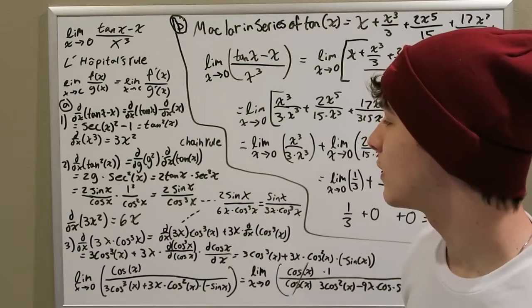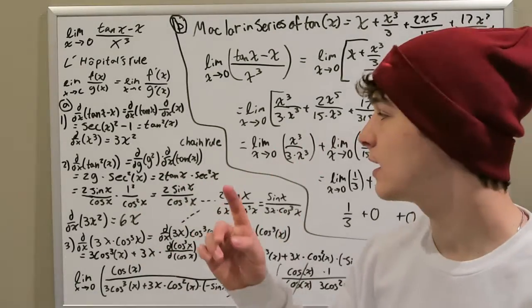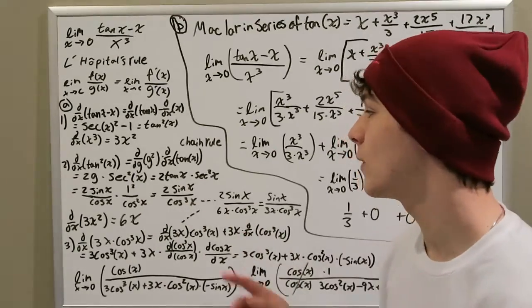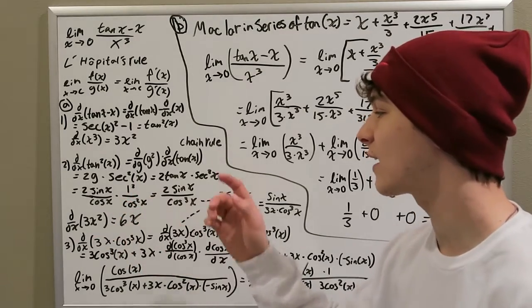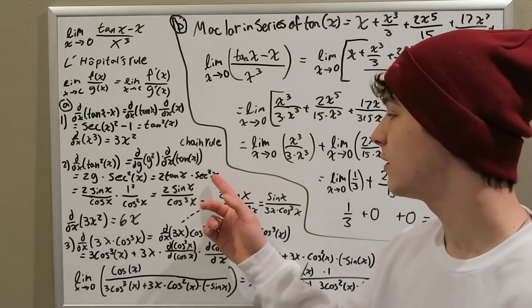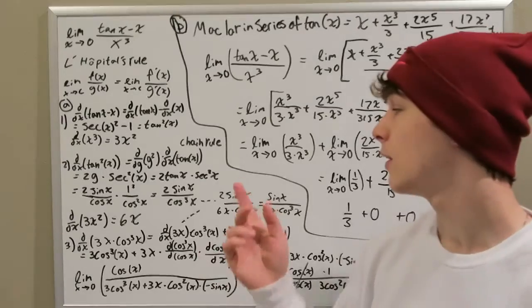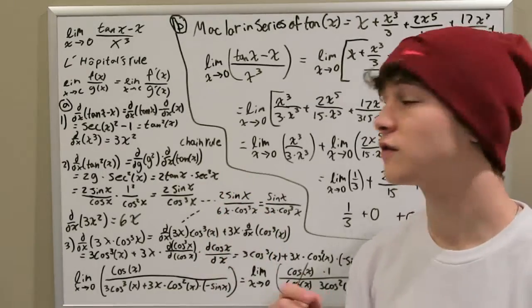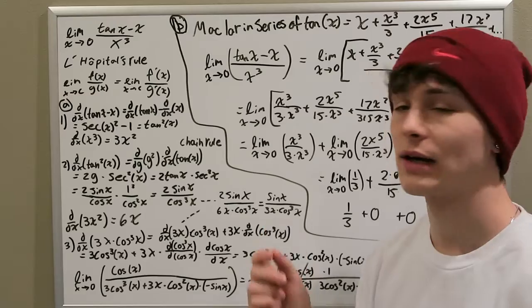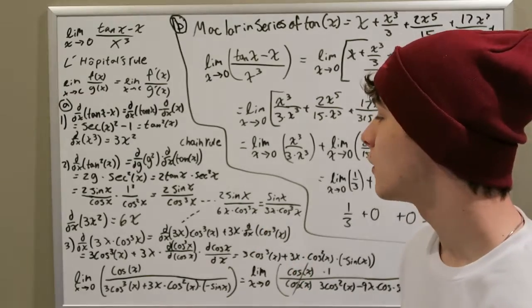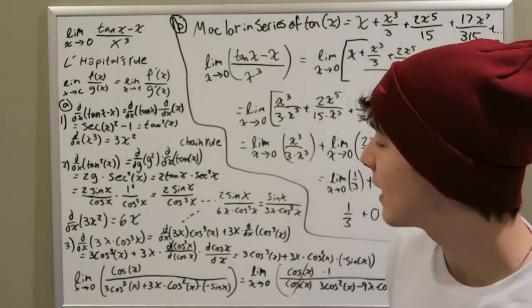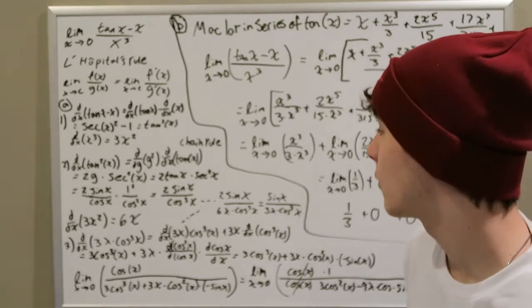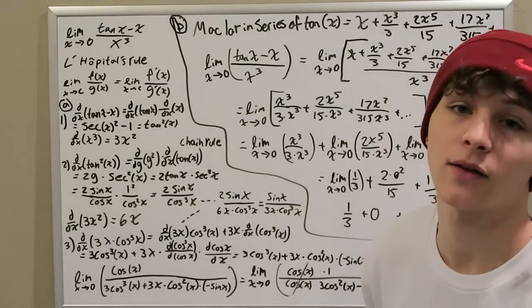And then what is tangent? Tangent is sine over cosine. So we have 2 sine x over cosine x, multiplied by secant squared x. Secant is 1 over cosine, but we have secant squared, so we have 1 squared over cosine squared. So what this gets us is 2 sine x over cosine to the power of 3 x.